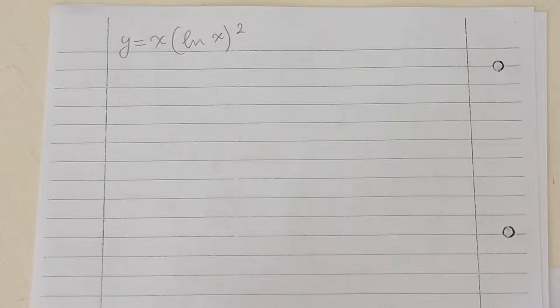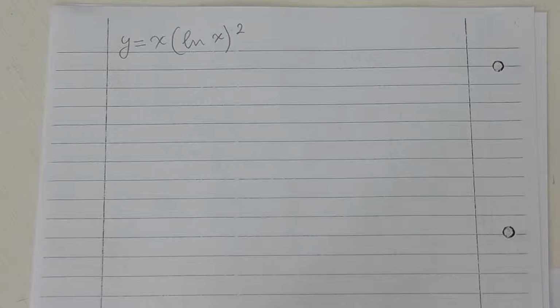We are told that this function has a local maximum and a local minimum, and we need to find the coordinates of the points where the local maximum is and where the local minimum is. The way we're going to do this is we are going to simply take the derivative of y, and then we're going to set it equal to 0.